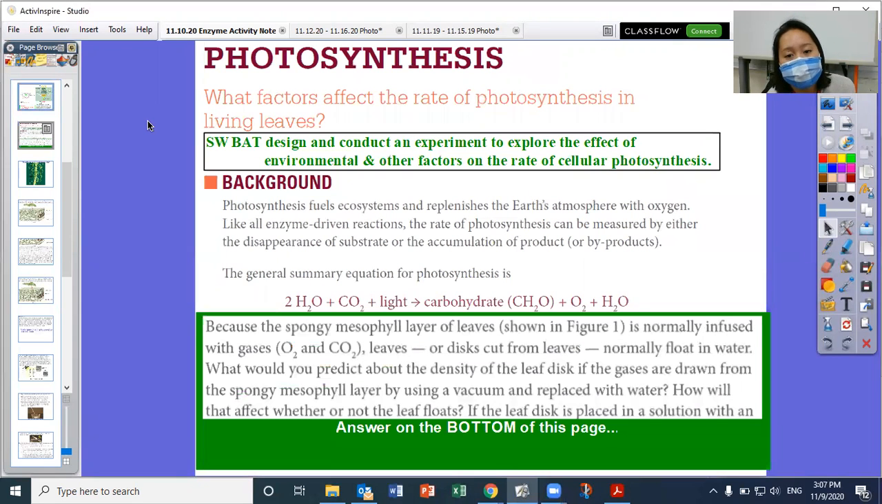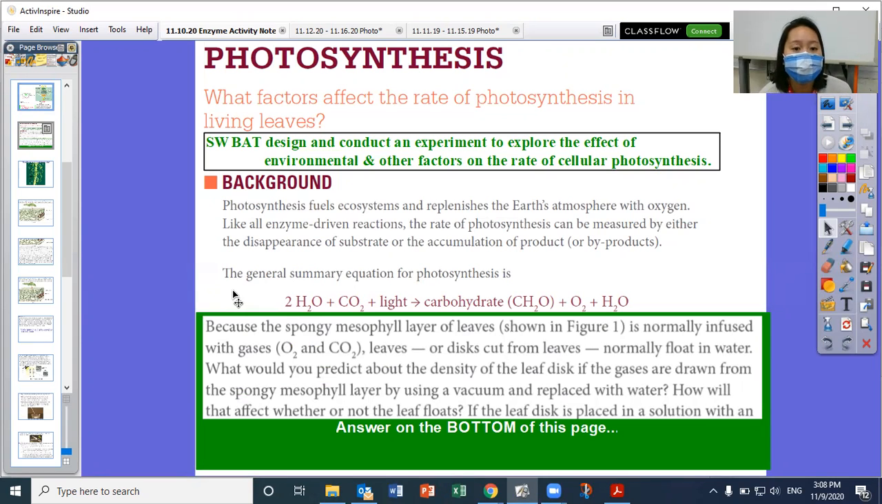Photosynthesis fuels ecosystems and replenishes the Earth's atmosphere with oxygen. Like all enzyme-driven reactions, the rate of photosynthesis can be measured by either the disappearance of substrate or the accumulation of product or byproducts. The general summary equation for photosynthesis is 2 H2O plus 1 carbon dioxide plus light energy makes a carbohydrate plus oxygen plus water. Now the carbohydrate we're actually focusing on is going to be glucose. So technically the numbers shown at the front of these equations are not exactly the correct ones we're going to be focusing on. Remember, we just talked about them. The number we're actually going to see is the 6.